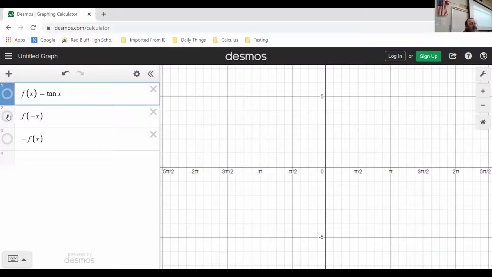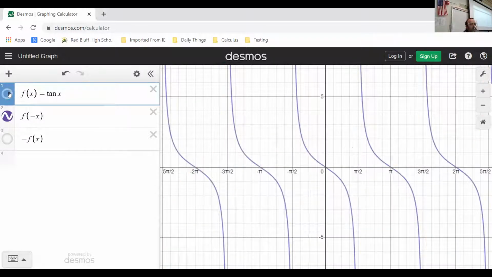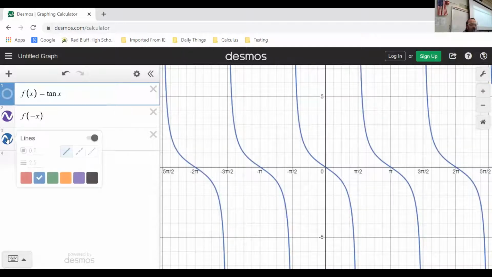So if I spin it, is this the same as it started out with? Totally different. But this says replace the inside with a negative. This says put a negative on the outside. One reflects across x, one reflects across y. Are these the same? You guys see it, how they're the same?